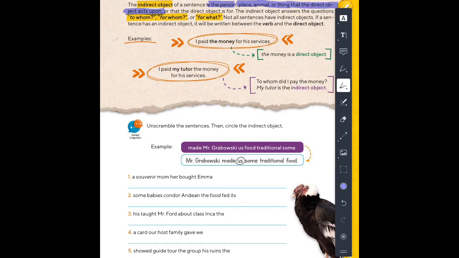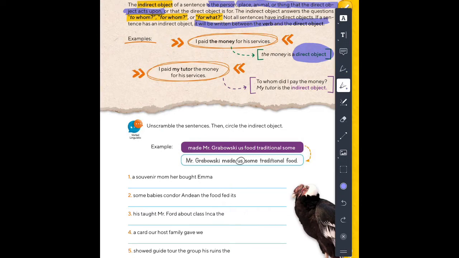If a sentence has an indirect object, it will be written between the verb and the direct object. So we have two examples. I pay the money for his services. The money is the direct object, okay? The one that we just learned in the last page. So I pay the money for his services. The money is a direct object.